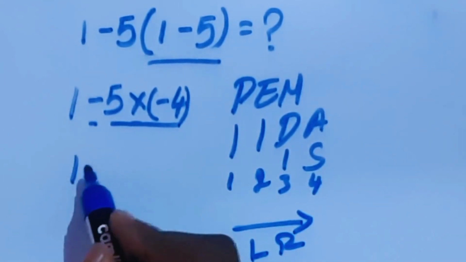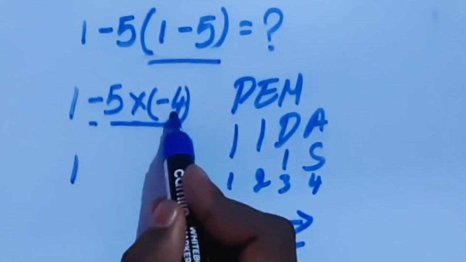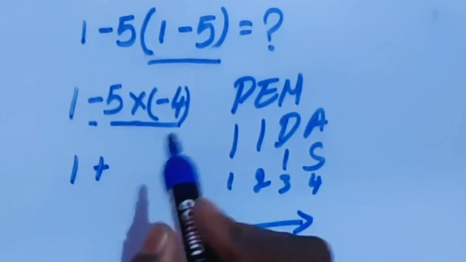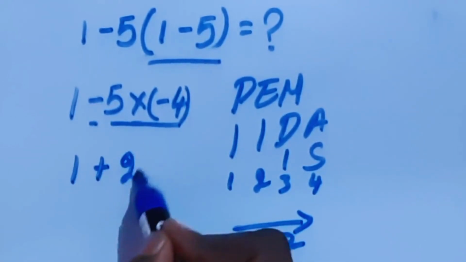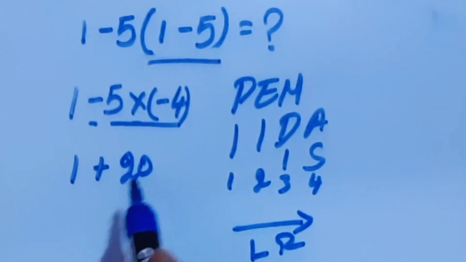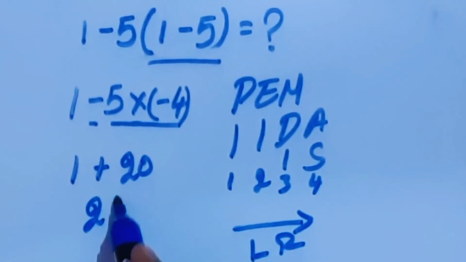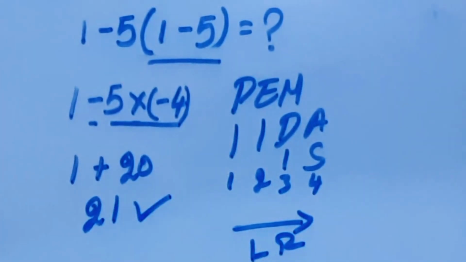So 1, here minus times minus is positive, here it is 20. Now 1 plus 20 is 21. This is the correct answer.